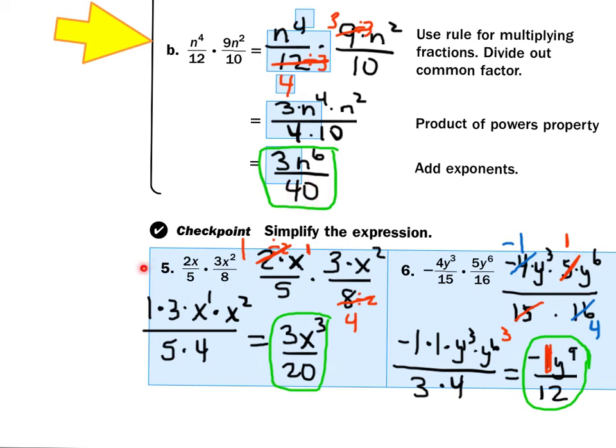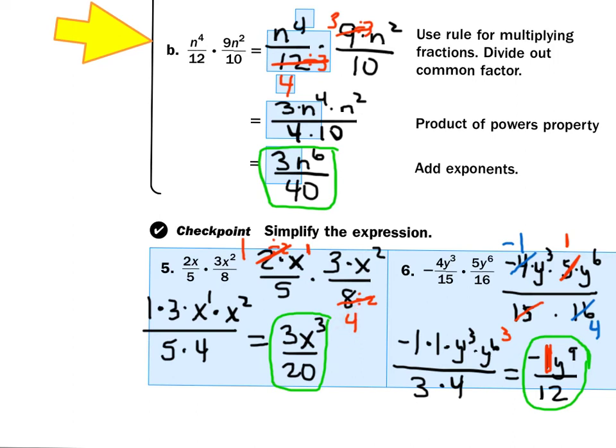All right, take a look at number 5, the checkpoint. Simplify the expression. So I have 2x over 5 times 3x squared over 8. So I copied it over here, and I look for ways that I can reduce. Look across at the 2 and the 8. They have a common factor of 2, so I'm going to divide both of these by 2. 2 divided by 2 leaves me with 1x to the 1st power. Notice how I put that 1 so I could see it. And then 8 divided by 2 leaves me with 4.